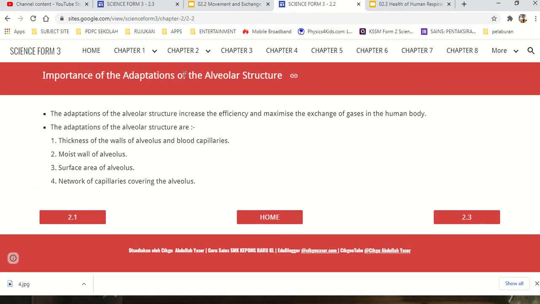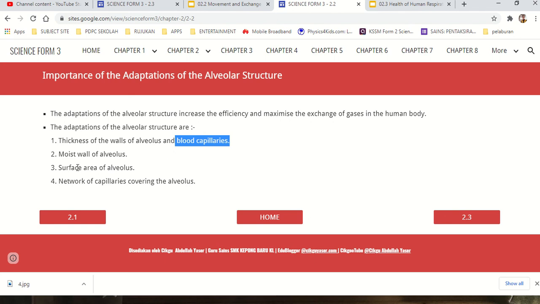So yang ni importance of adaptation of alveolar structure. So kita punya kita kata sebagai adaptation dia yang paling sesuai. Actually we have 4 factors. So number 1 dia kata dekat sini thickness of the wall of alveolus and blood capillaries. So yang ni kita perlukan thin wall. Sebab apa thin wall? Supaya thin of alveolus wall dan blood capillaries yang thin ni tadi, so dia akan lagi senang untuk diffuse. Sebab dia nipis kan, dia nak perlu diffuse. Kalau nak diffuse, nak meresap masuk, perlu yang lebih nipis lah, supaya dia boleh tembus dengan lebih senang.